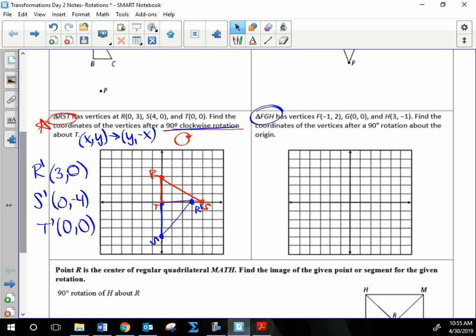Make sure you write out your coordinate points. You go and just check with your shoulder partner once you've gotten them.